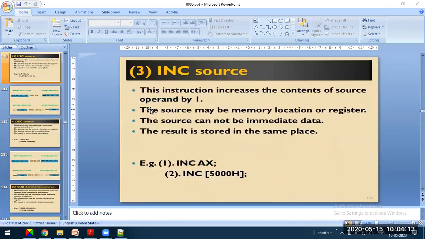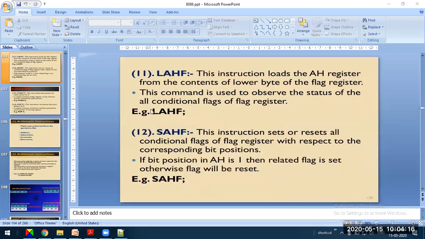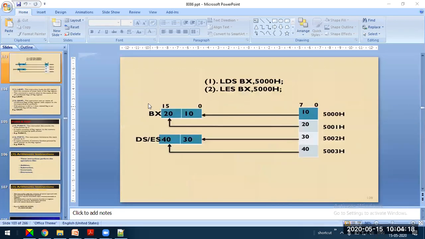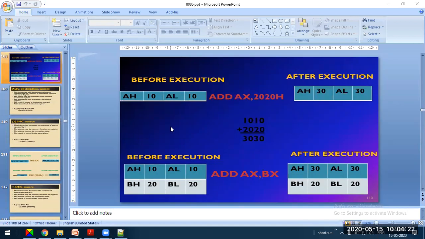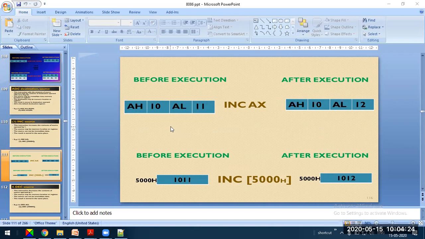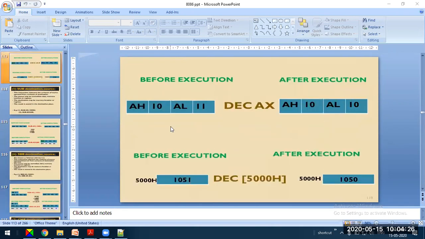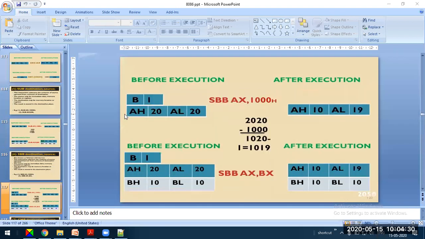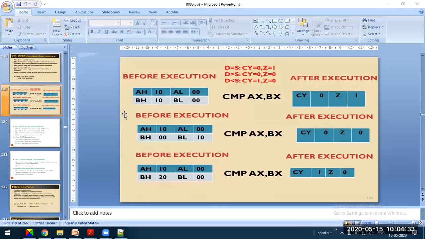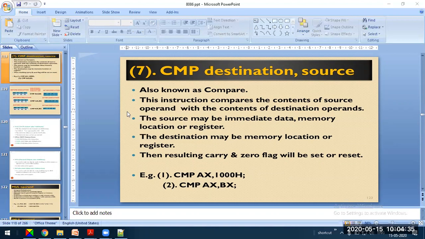Comparison operation, decrement, increment operation. So we discussed all these instructions: addition, increment, decrement, and subtract operation, then comparison operation. We discussed comparison operation also.